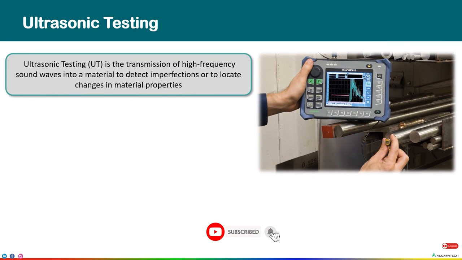Ultrasonic testing is the transmission of high frequency sound waves into a material to detect imperfections or to locate changes in the material properties. In ultrasonic testing, high frequency sound waves are sent into the object. The sound waves travel through the material and the waves are reflected at the interfaces. The probe picks up the reflected wave and an analysis of the signal is done.